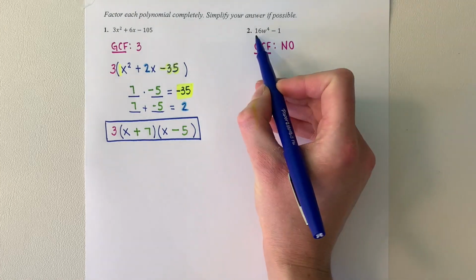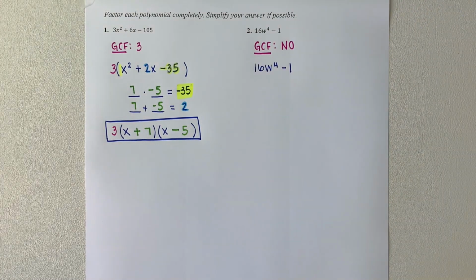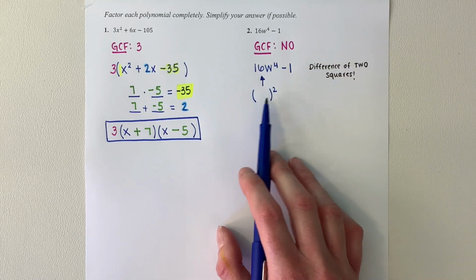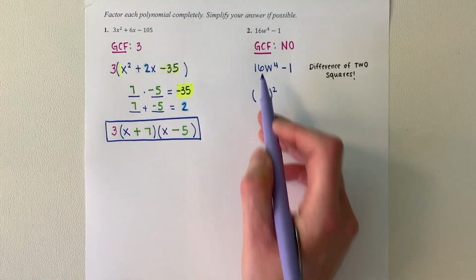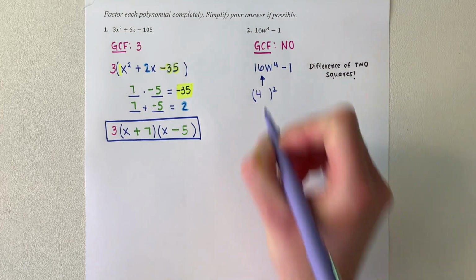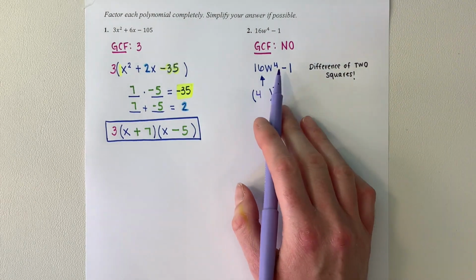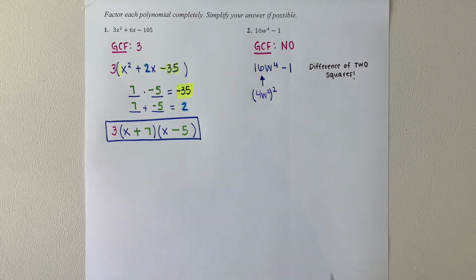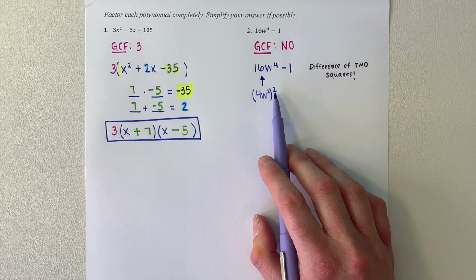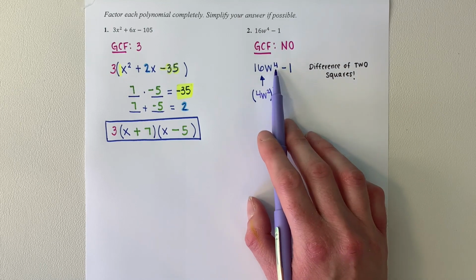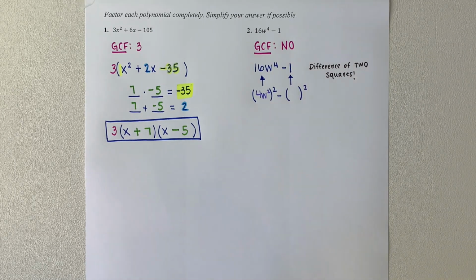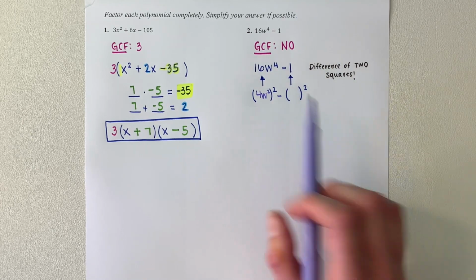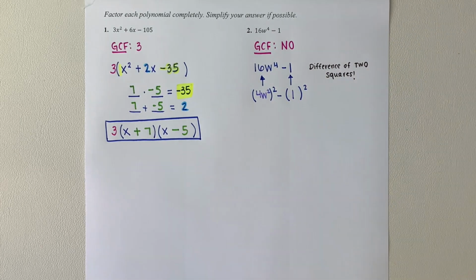So I'm going to start by copying down the original given problem. To determine a, we want to rewrite this first term here as some quantity squared. 16 can be written as 4 squared, and w to the 4th can be written as w squared squared. Remember, when you raise an exponent to an exponent, you multiply. So 2 times 2 gives us 4. Then to determine b, we need to rewrite 1 as some quantity squared. 1 can be written as 1 squared.